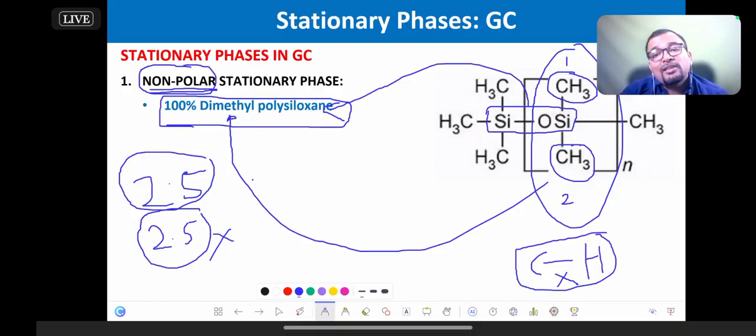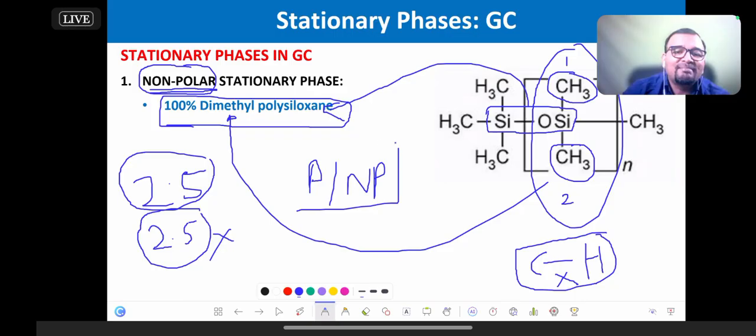Now, in case of this non-polar stationary phase, which types of compound will have more retention on this stationary phase? Polar or non-polar? Let me know in the comment. Think about it, and tell me whether polar or non-polar. Which kind of compound? Sunil says polar. Yashi says non-polar. Viraj says non-polar. Mohi says non-polar. Like attracts like. You remember, like attracts like.